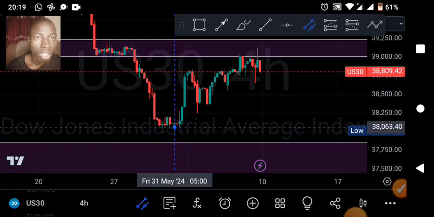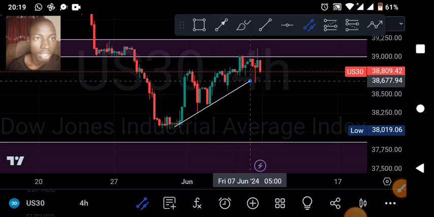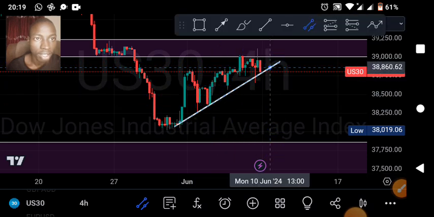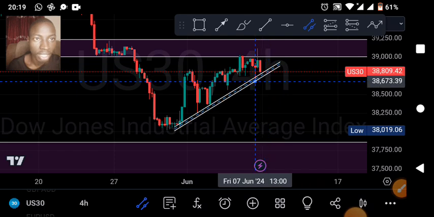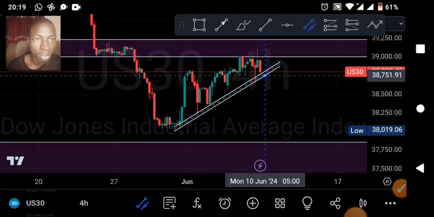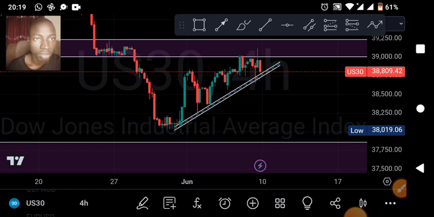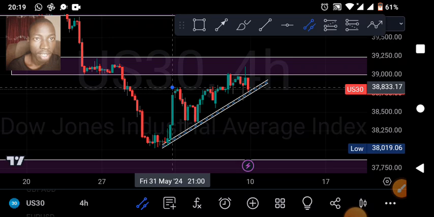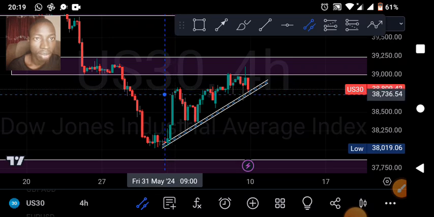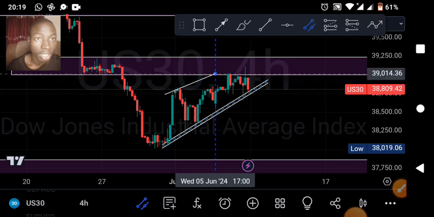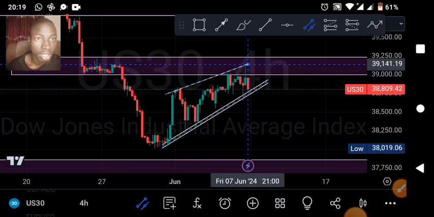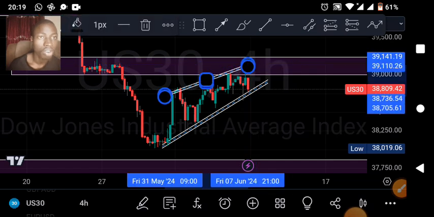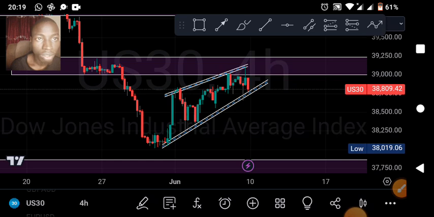Using a trend line, I'll outline this zone of interest. The market has been repeating as it climbs towards the area of supply to retest, and you can clearly see that the market has been reacting from this area quite well, even after the NFP news, the job numbers that came out on Friday. So this is what I have.